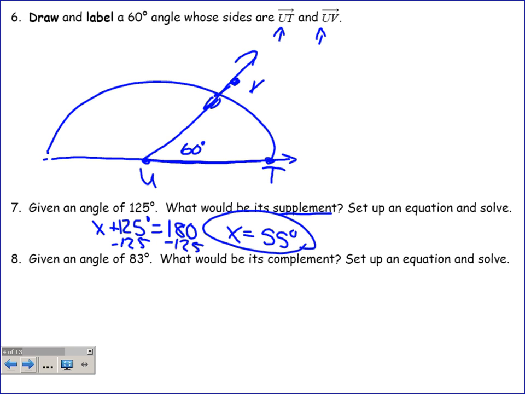Is that okay? I'll let you do the complement. What's the only difference with this one? Complement means what? 90. We add up to 90 degrees. So it'll work out the same way. Obviously not the same answer, but the same type of setup as we go along. Is that all right?